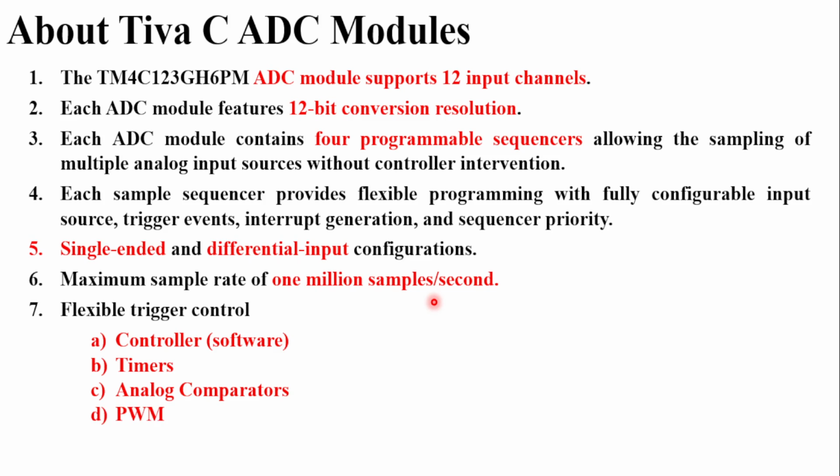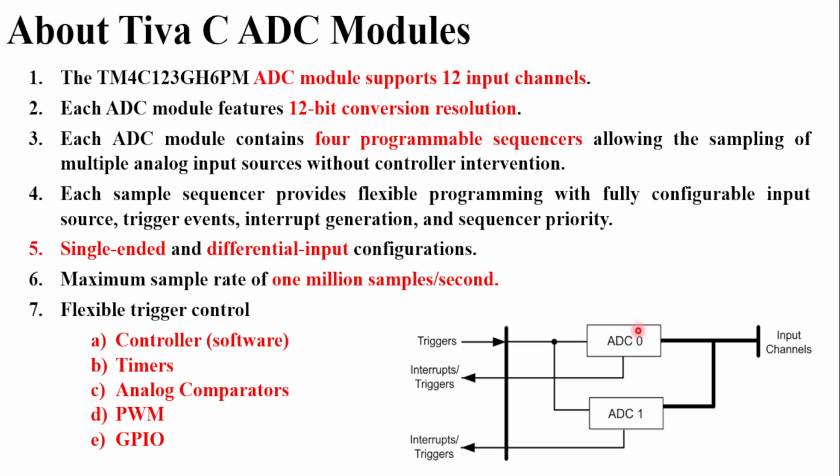For the triggering purpose, we can use either software-based triggering, timer-based triggering, analog comparators-based triggering, PWM or GPIO-based triggering. Here the triggering means to start the ADC conversion. So that means to start the ADC conversion, we can use triggers from these 5 different sources.